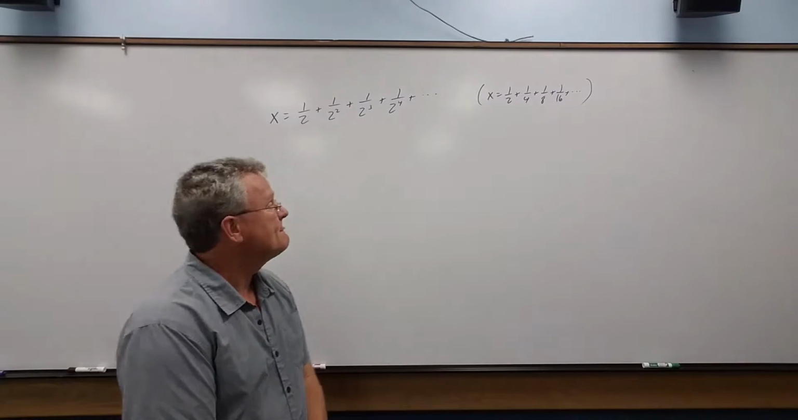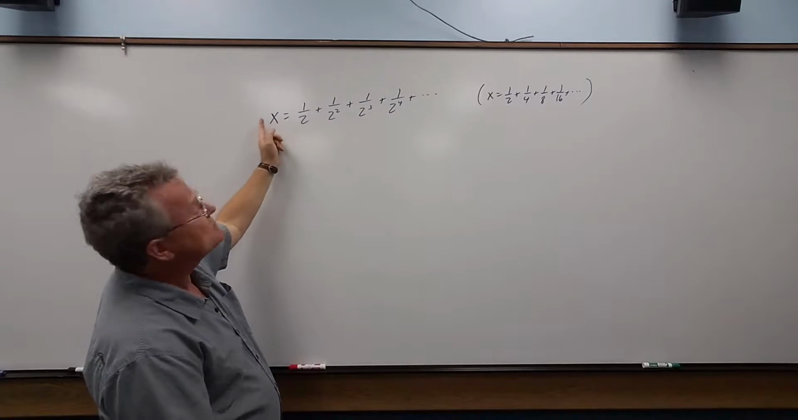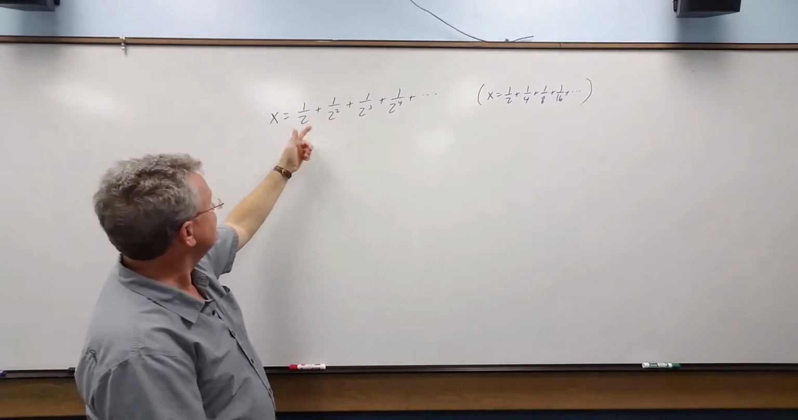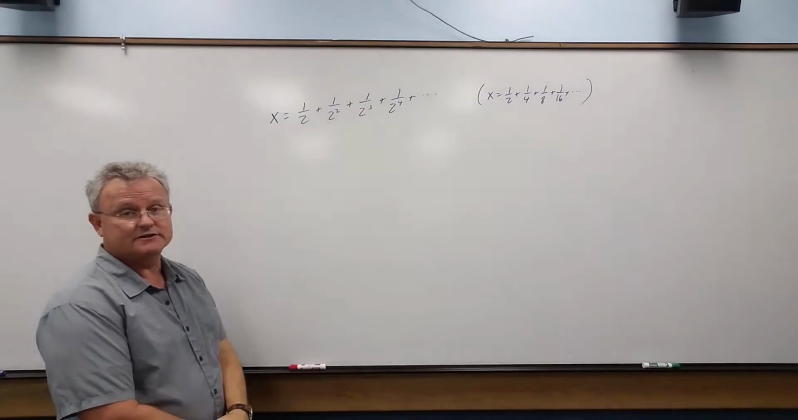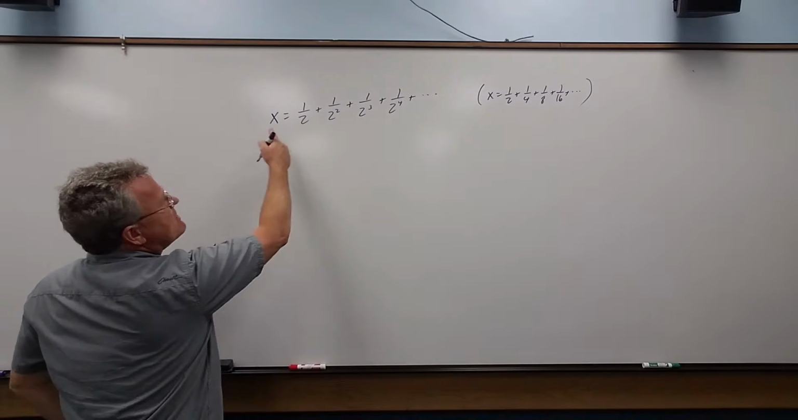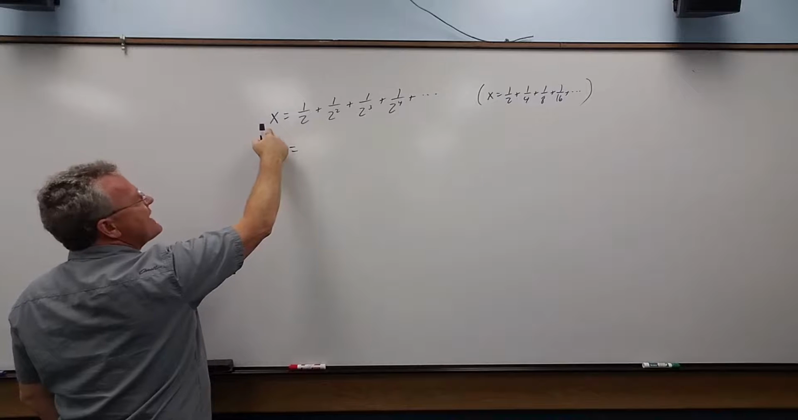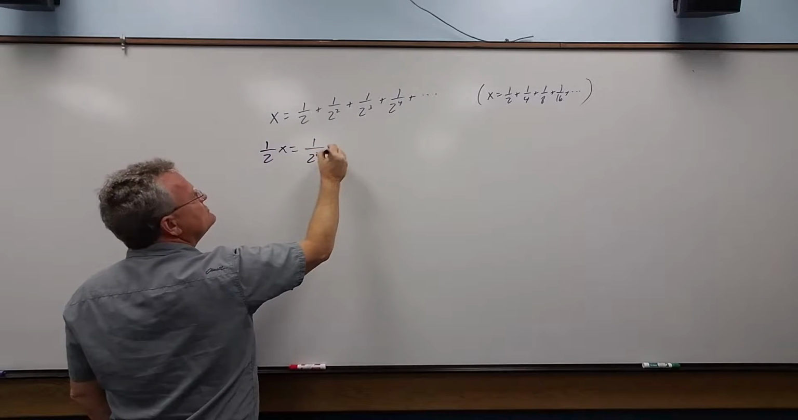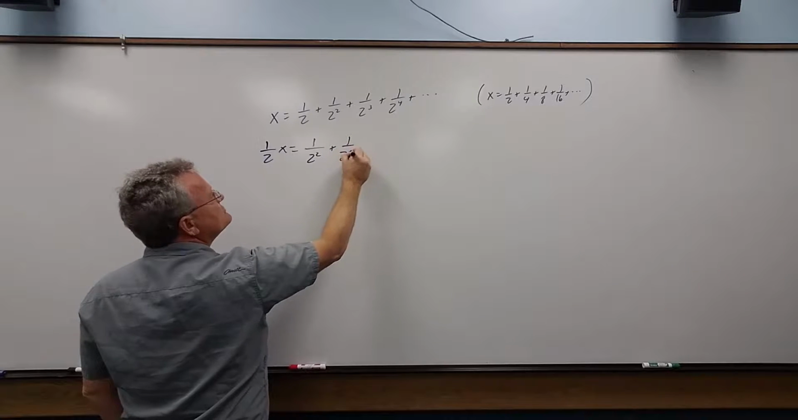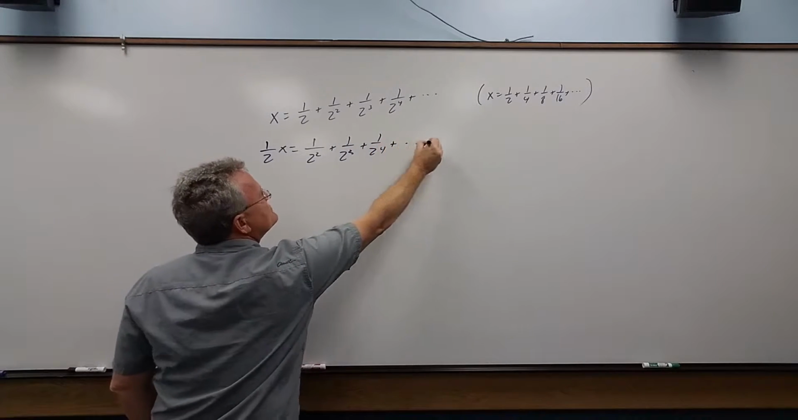It's kind of neat. So back to this equation, we're trying to solve this rational equation. What is this sum equal to? Well, whatever it is, we'll call it x. So let's multiply both sides by a half. This is a half x. When I multiply this side by a half, we get 1 over 2 squared, 1 over 2 cubed, 1 over 2 to the fourth, and so on and so forth.